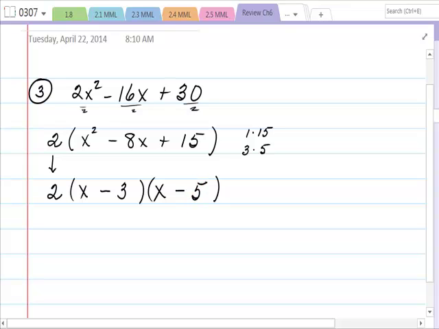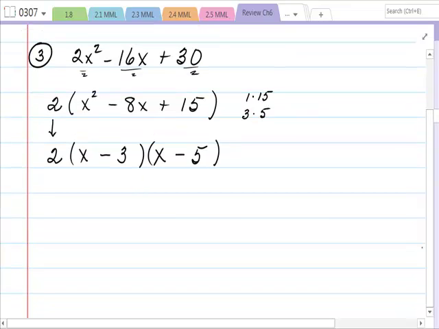Now, to check these factors, use FOIL. X times x is x squared. Outer product, negative 5x. Inner product, negative 3x. Those add up to be negative 8x. Negative 3 times negative 5 is positive 15. To check the greatest common factor, you'll use the distributive property. 2 times x squared is 2x squared. 2 times negative 8x is negative 16x. And 2 times 15 is 30. So a two-step problem takes 2 steps to check. Is that okay?